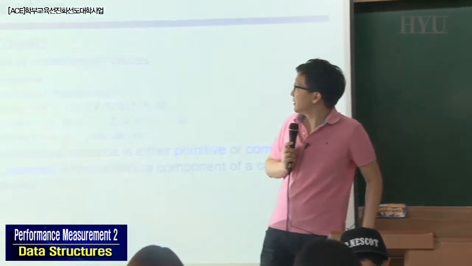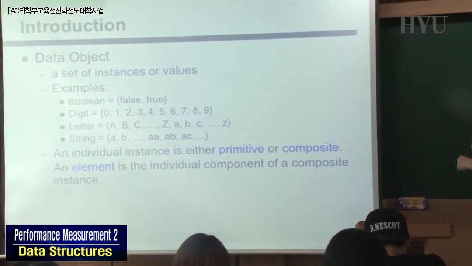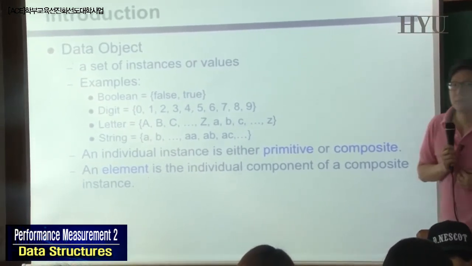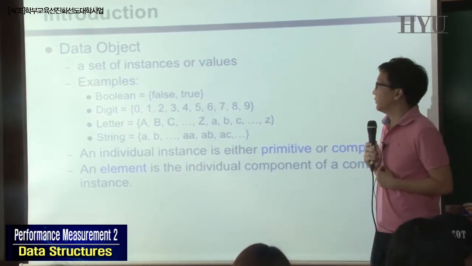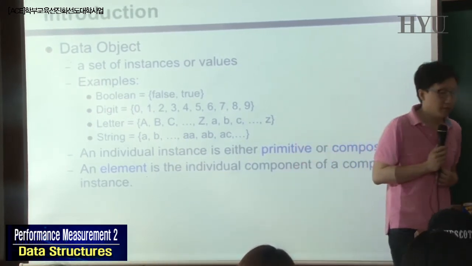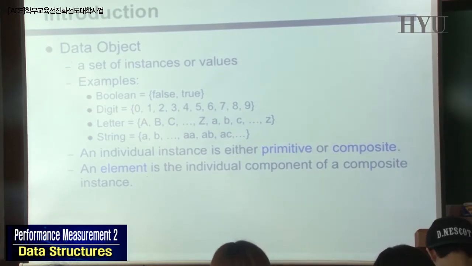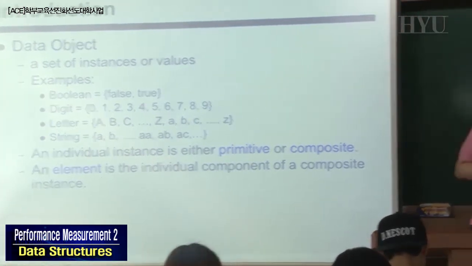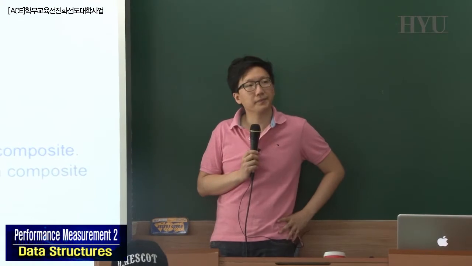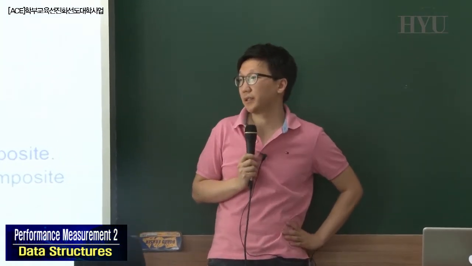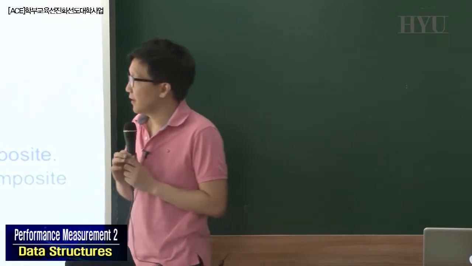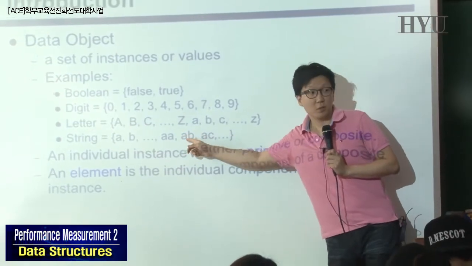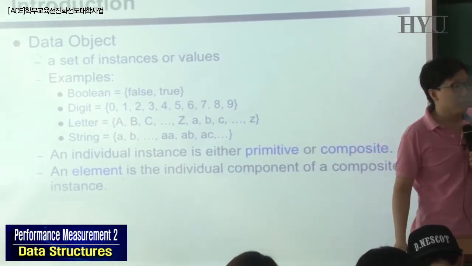What is a data object? Here are some of the definitions. I'm going to read it first and I'll let you know. Data object: a set of instances or values. Numbers 0, 1, 2, 3, 4. Boolean is also an instance, a value, true or false. Letters, A, B, C, D, E, F, G. Strings, what might be the right definition for strings? There can be many, but it seems to be a set of letters in sequence. If you put single letters one by one next to each other, then it's probably describing a string.